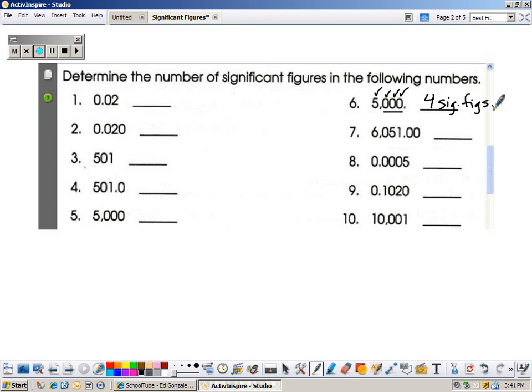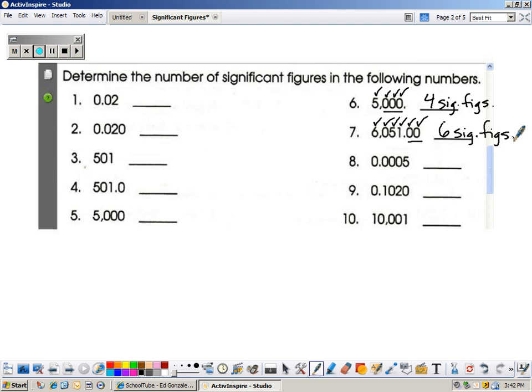Okay, question 7. 6,051.00. All right, we have several of the rules working here. We have our non-zero integers, which are always significant. We have our captive zero, which is always significant. And we have our trailing zeros, which are significant because there's a decimal point. So they're all significant. 6 sig figs. Done.